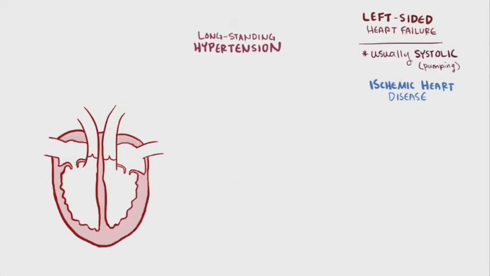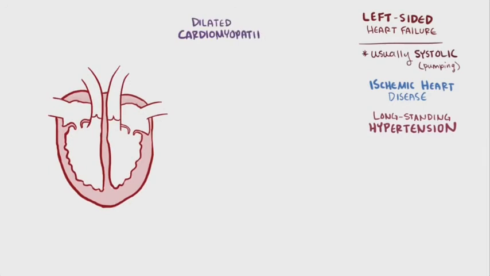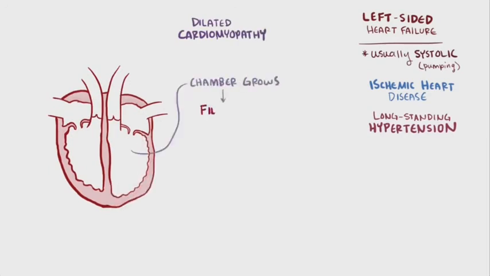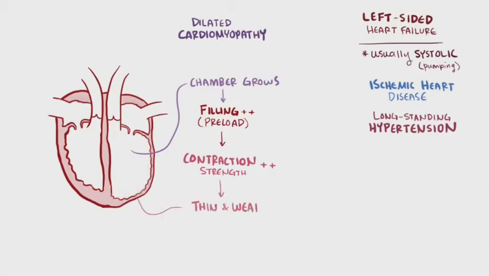Another potential cause would be dilated cardiomyopathy, where the heart chamber dilates or grows in size in an attempt to fill up the ventricle with larger and larger volumes of blood, or preload, and stretch out the muscle walls and increase contraction strength via the Frank-Starling mechanism. Even though this can actually work for a little while, over time the muscle walls get thinner and weaker, eventually leading to muscles that are so thinned out that it causes systolic left-sided heart failure.